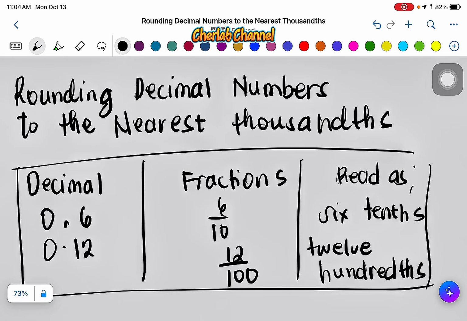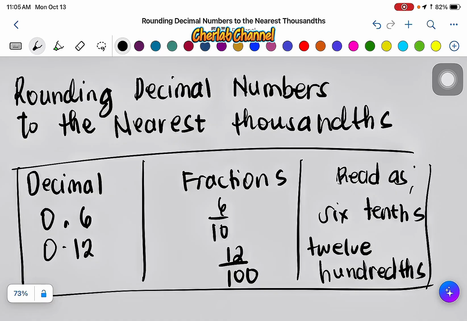Today we have rounding decimal numbers to the nearest thousands. So for the short review, let's have this table. Let's say we have the decimal number 0.6. In fraction, we will write it as 6 over 10. And we will read it as 6 tenths.